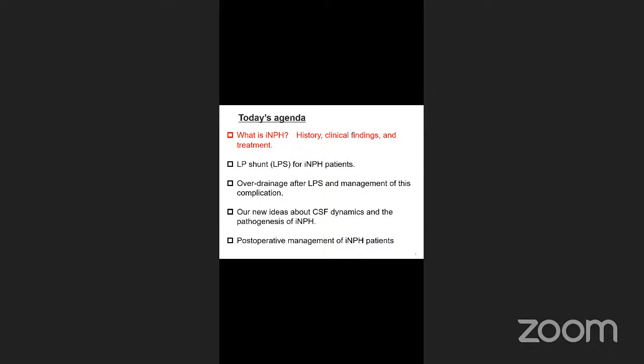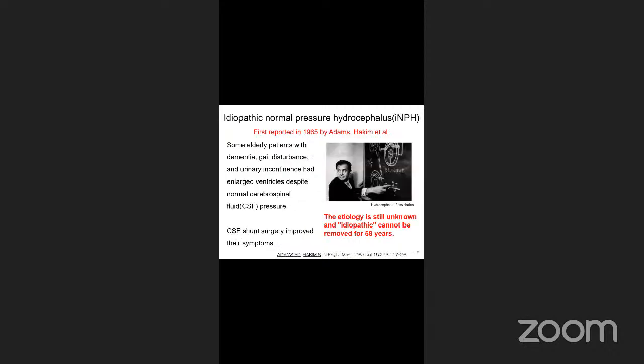Okay, I'll talk about INPH. INPH was first reported in 1965 by Dr. Adams and Dr. Hakim. Some elderly patients with dementia, gait disturbance, and urinary incontinence had enlarged ventricles despite normal CSF pressure. CSF shunt surgery improved their symptoms. More than 50 years later, the etiology of this disease is still unknown.